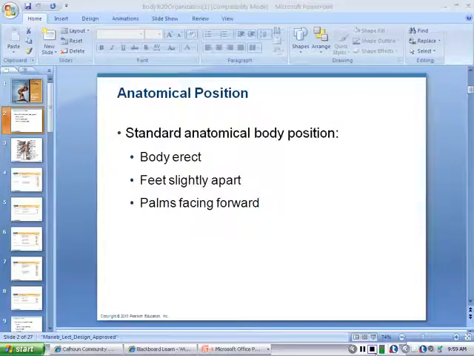Okay, so this is lecture two, body organization, and this is going to be what I covered some in class, and I also do some of this in lab, so I'm going to do one big lecture that covers both what I covered in class and in lab. All right, so the first thing you've got to know when we talk about anatomy is anatomical position. Anatomical position is when you're standing, body straight up, erect, your feet slightly apart, and your palms facing forward.